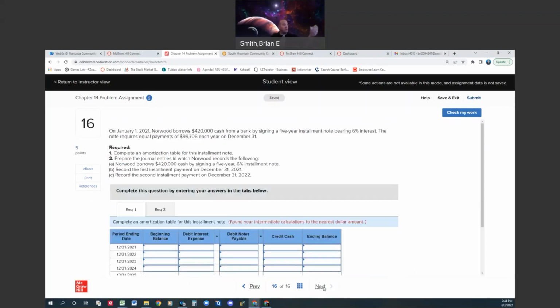All right, it is amortization. I kept screwing that up, I think, in the lecture. The word amortization is used kind of all over the place, which throws me off.